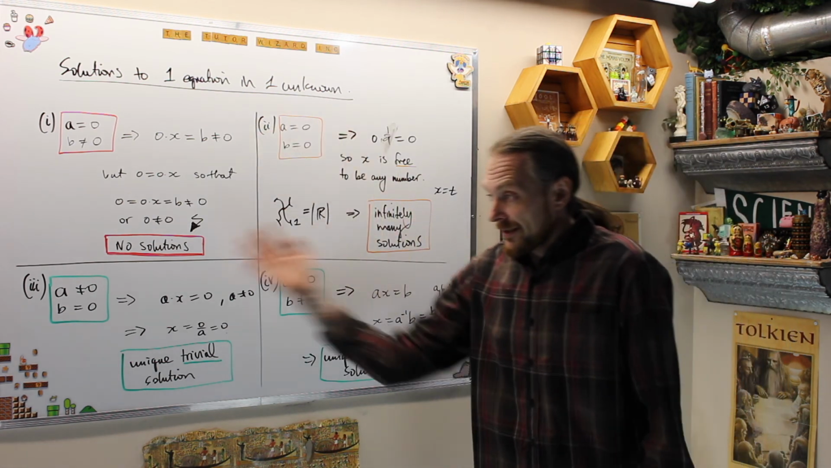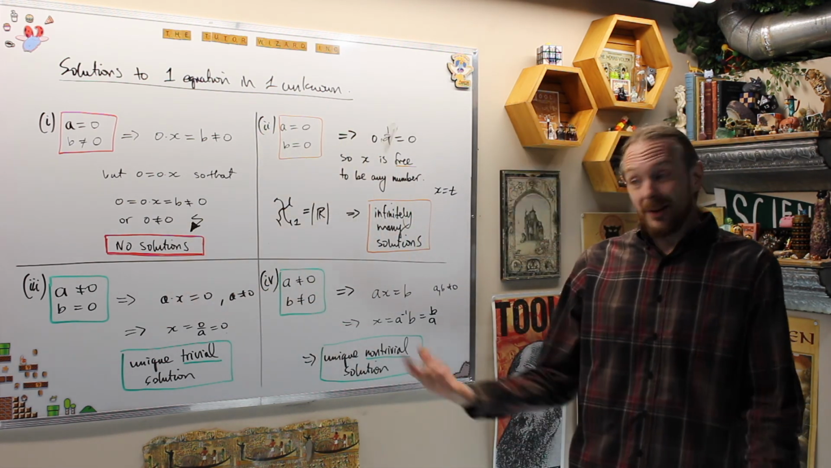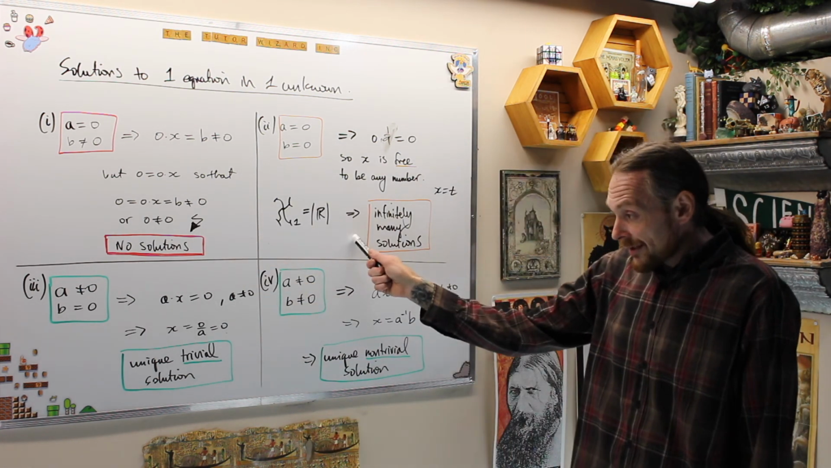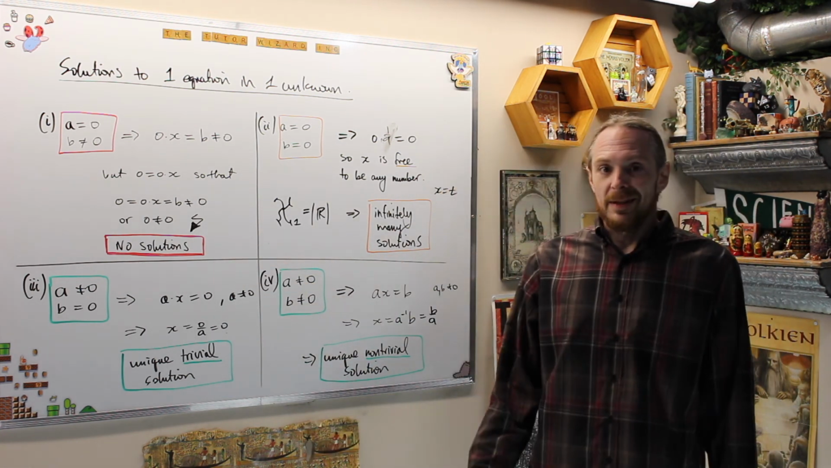So you can see, even in this scenario, in the color coding, I had to color code the last 2 the same color because there's only ever no solution, infinitely many solutions, or a unique solution, either the trivial or the non-trivial one.